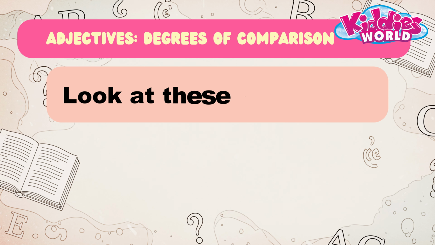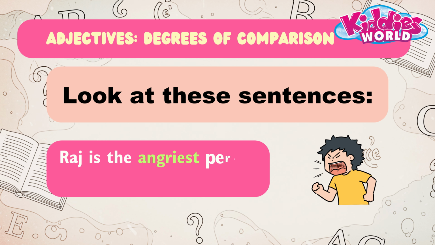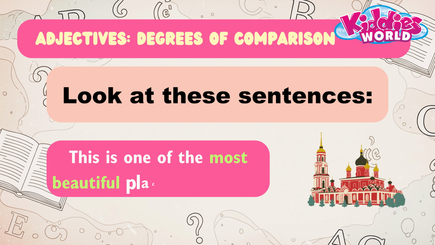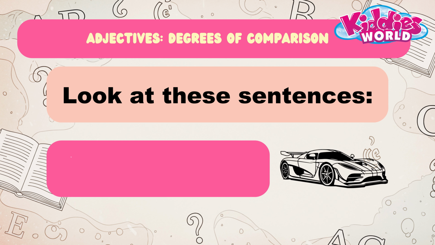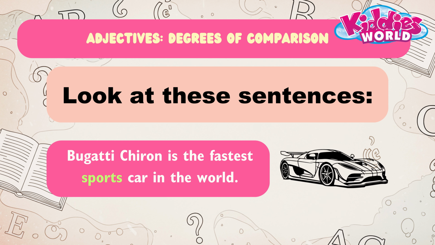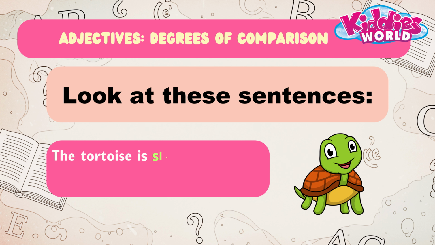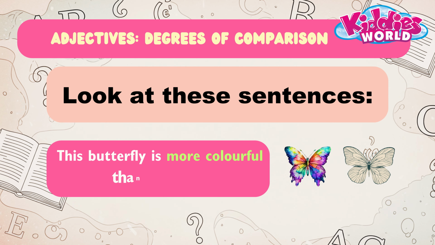Look at these sentences. Raj is the angriest person in our campus. This is one of the most beautiful places in our city. They are one of our biggest customers. Bugatti Chiron is the fastest sports car in the world. The tortoise is slower than most of the animals. This butterfly is more colorful than that one.